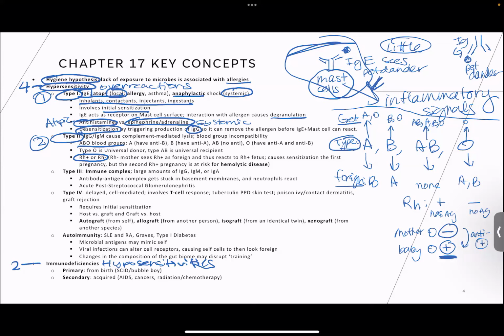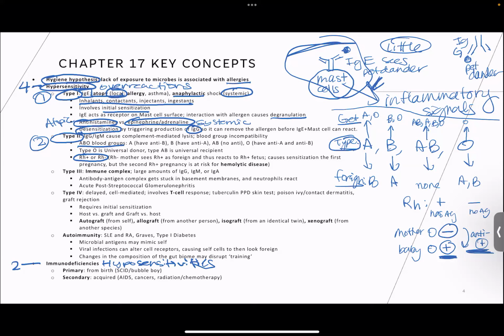And RhoGAM is an antibody that blocks that antibody from attacking the baby. So we can give RhoGAM injections to the mother before the birth and treat that mother so that the antibodies don't ever attack the baby during that birth process. So that's the whole point of RhoGAM, is to block this from attacking.